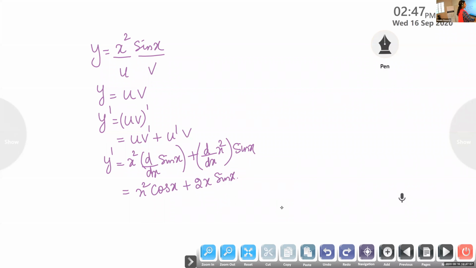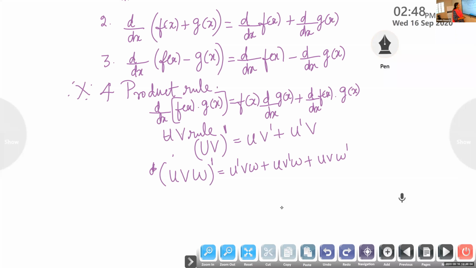So, the rule. The fourth rule we have learned is the product rule. Then the next rule, the fifth rule, we call it the quotient rule.